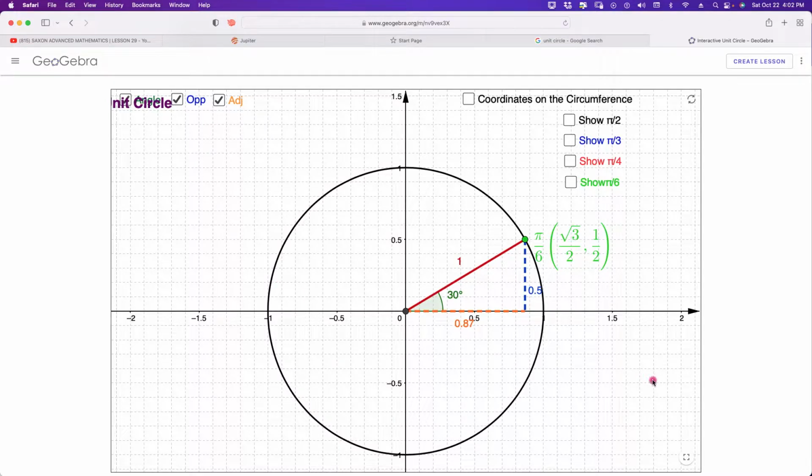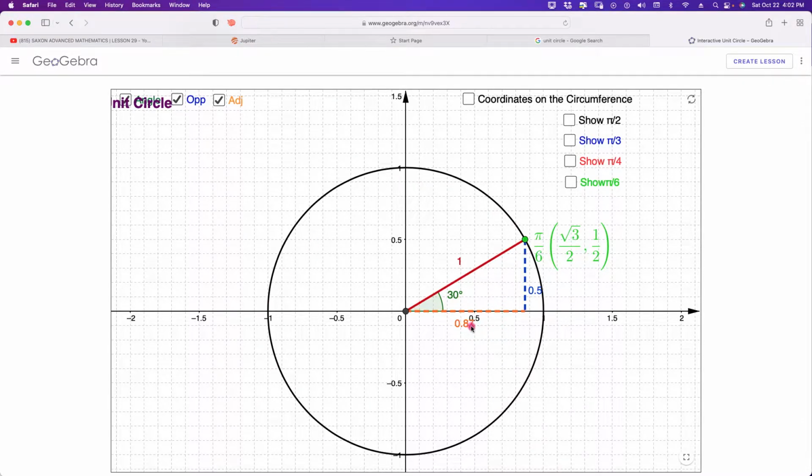All right, at 30 degrees, I don't want to show the coordinates. At 30 degrees here, my hypotenuse is 1 unit away. The hypotenuse is always going to be 1 unit away because it is the vector for the unit circle. It's a 1 unit circle. So the hypotenuse is always equal to 1 regardless of where it is along the circle.